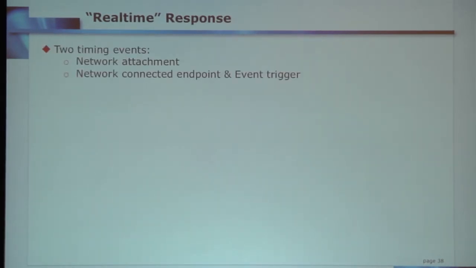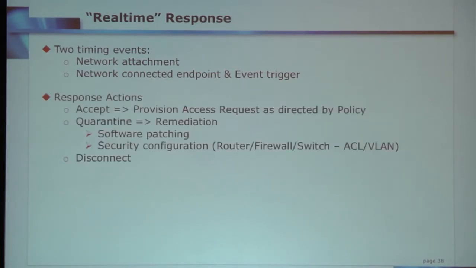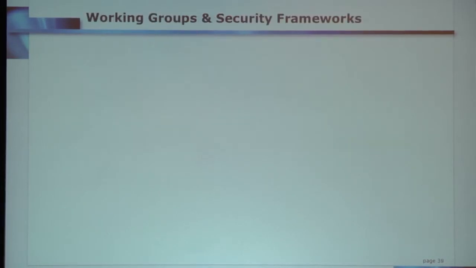Real-time response, I already briefly touched on this, right? So there are mainly two timing events: the time of network attachment, and once the endpoint is on the network, there's a certain event trigger that triggers an action. Actions are typically accept, reject, or connect, disconnect, and then of course the higher value one, which is the remediation process, which typically goes through a quarantine operation.